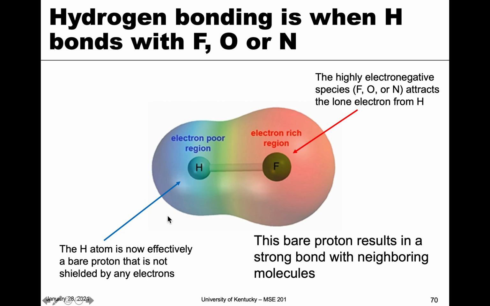So there's basically just a proton over here. Very limited time does the electron of hydrogen spend over here. It spends most of its time here. So that's the strongest type of bonding when we're talking about secondary bonding.